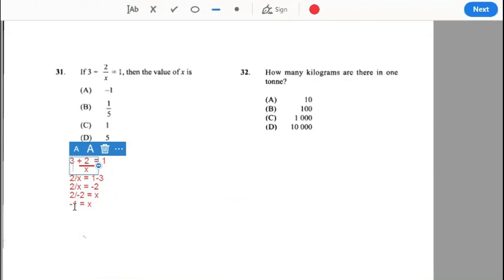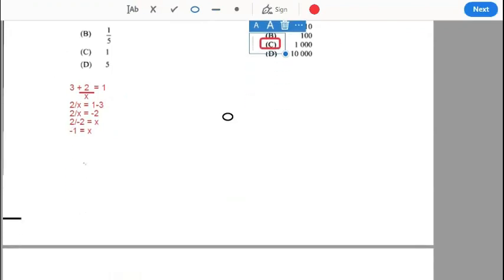Remember that a positive divided by a negative gives you a negative. A negative divided by a negative gives a positive, and so on and so forth. How many kilograms are there in 1 ton? Theory, 1000.